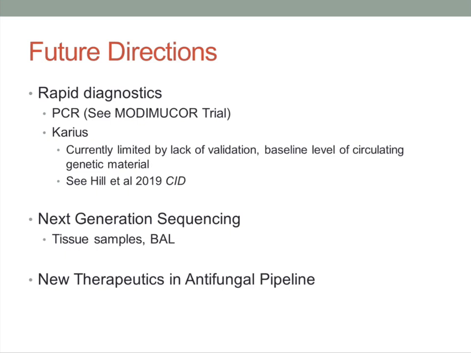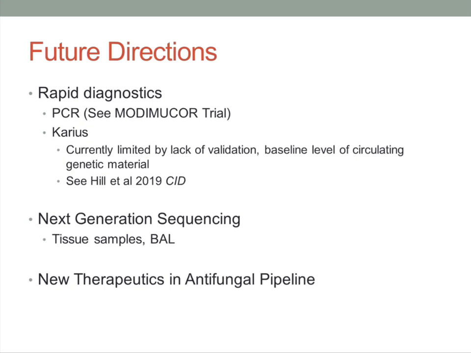Future directions. Rapid diagnostics are the new thing that are coming on. There's something called the MODIMucor trial. If you want to look it up in CID, they looked at basically broad PCR sequencing. It actually was able to pick up a lot of mucor infections prior to our conventional testing. The Karius test, which is a next generation cell-free microbial DNA test, we're still having a hard time showing how this is going to be used in clinical practice, and it still needs to be clinically validated. But there is a study from Josh Hill at Fred Hutch in 2019 that did show it is able to pick up some cases maybe before some of our conventional testing.